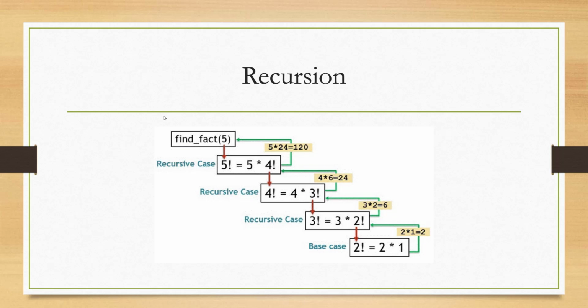So in this case, what we need is a way to stop the recursive call. And a way for us to stop a recursive call is called a base case. And that's pretty much how that works. So here's the overview.